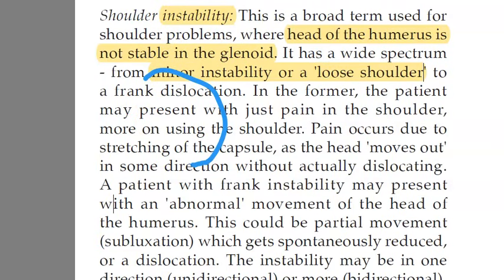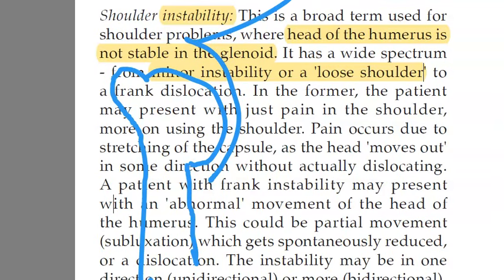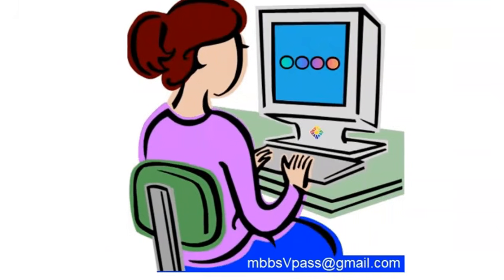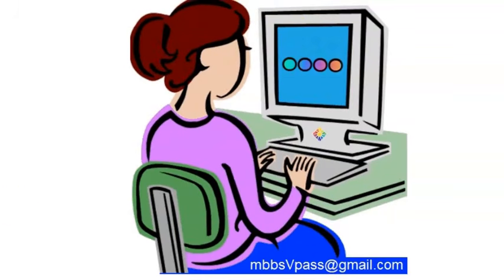Let's just draw it. This will become your humerus, and here you can draw the glenoid cavity of the scapula. And here you can draw the glenoid labrum. So this can be your humerus and this can be your scapula. And here you can show the acromioclavicular joint.